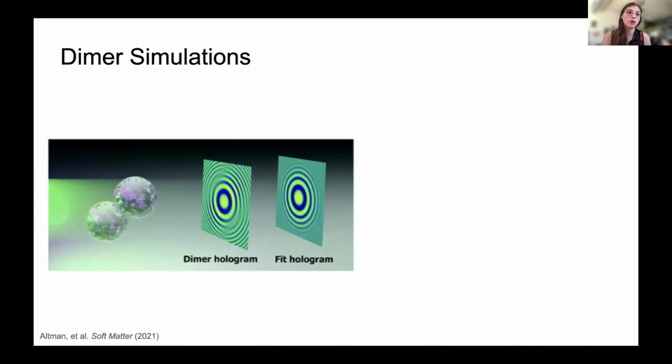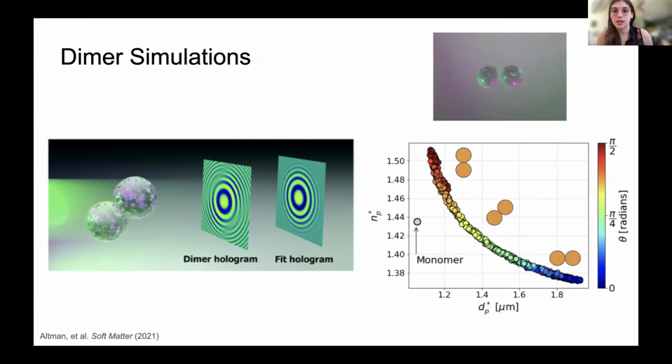So once again, we're going to perform simulations of holograms of dimers using the discrete dipole approximation. So we create these synthetic holograms of dimers, and then we fit them to the effective sphere approximation. And I'm just going to use the same properties of the monomers that were used in the experimental data, as I showed in the previous slide. And these were the results.